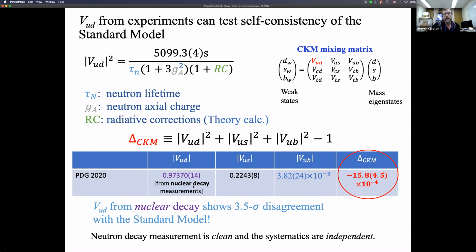If we take this VUD from nuclear decay, which is a little bit different, it doesn't depend on GA at all. However, they report a very precise value of VUD. So taking the sum of squares of these, we actually get about a 3.5 sigma disagreement with the standard model. So the advantage with neutron decay is that it's clean and the systematics are independent from the nuclear decay that goes into this. And so in that way, we can try to test this, because this is a possible signature of a violation of the standard model, which would be quite interesting. Or it's a mistake in the experiments or a mistake in the radiative corrections.